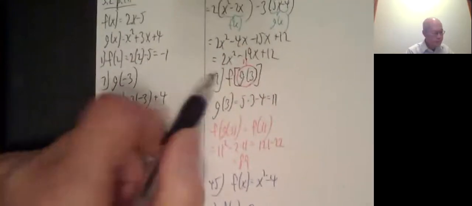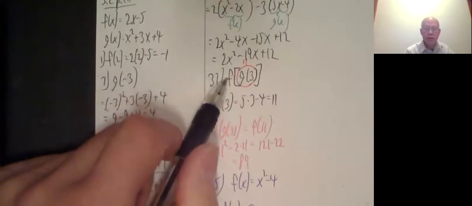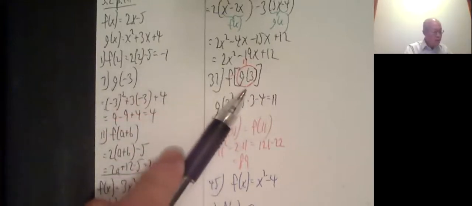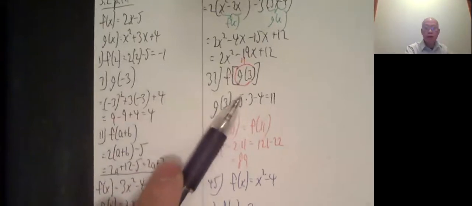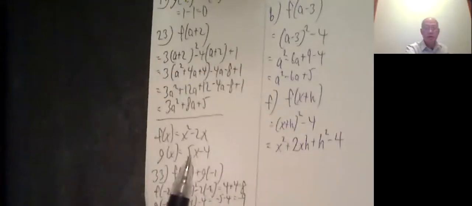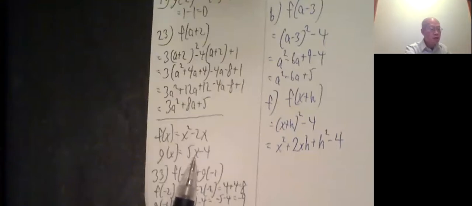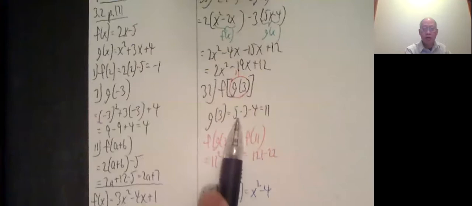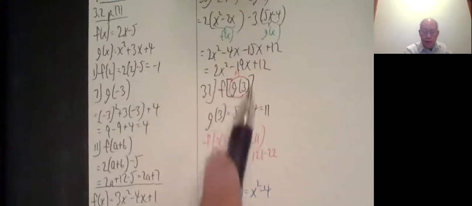37 says f of g of 3. So first I have to figure out g of 3. G of 3, so I plug in 3 to the g function. 5 times 3 minus 4. So g of 3 is 5 times 3 minus 4. 15 minus 4 is 11. So I now know this is 11.